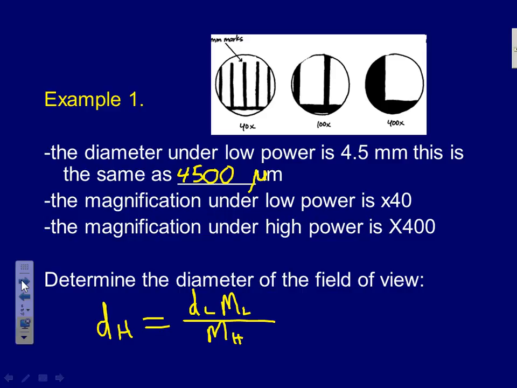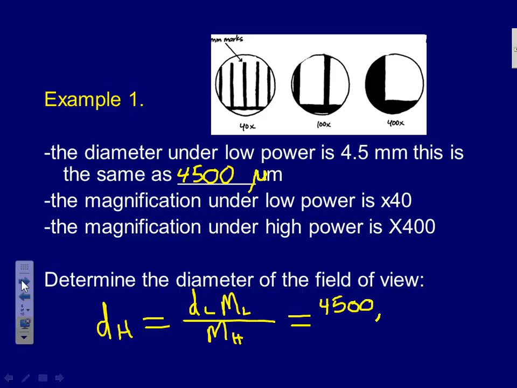When we do this on a test, I'm going to let you have that equation. That's not a big deal. But for now, when we do our practice sheet, you're going to have to pull it out of your notes that you're writing. DL. What's the diameter under low? The diameter of the low. And let's do it in micrometers. 4,500 micrometers.